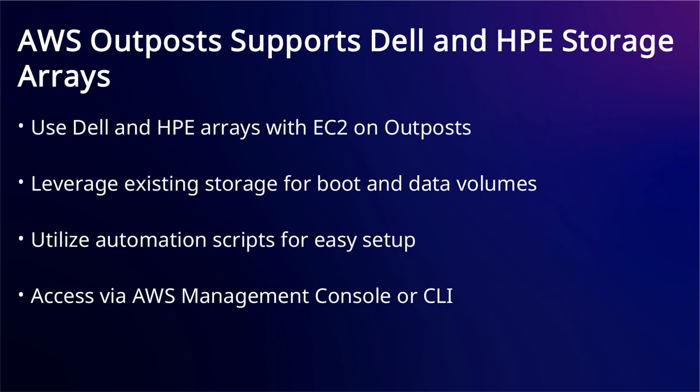AWS Outposts now allows you to use Dell PowerStore and HPE Alletra storage arrays with EC2 instances, addressing the need to maximize on-premises storage investments in hybrid environments. You can use these arrays for both boot and data volumes, complementing EBS and local instance store options. This enables streamlined OS management and advanced data features.